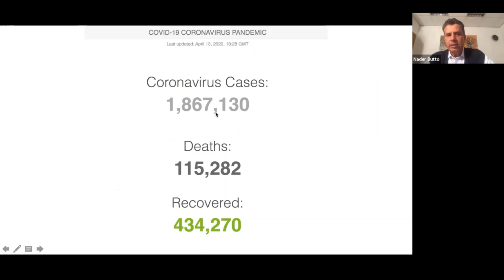So right now we are speaking about 1,867,000 cases of coronavirus, and deaths of about 115,282. So these numbers seem very big, and we get anxious and fearful from these numbers.